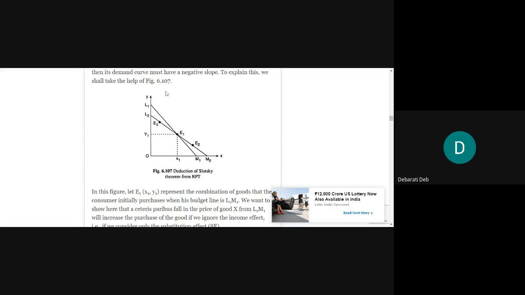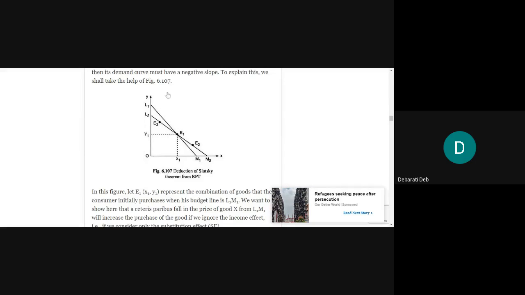So in this figure, you can see the point E1 from where the dotted lines have been plotted as perpendicular on the x-axis and y-axis. Let E1 be x1 and y1. What is x1 and y1? x1 is the number of units of the product x.